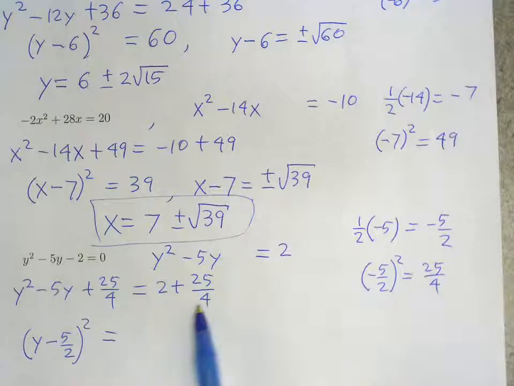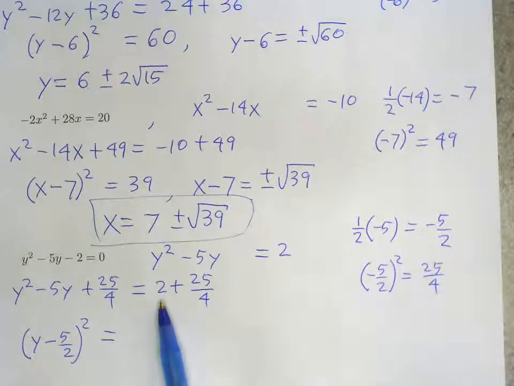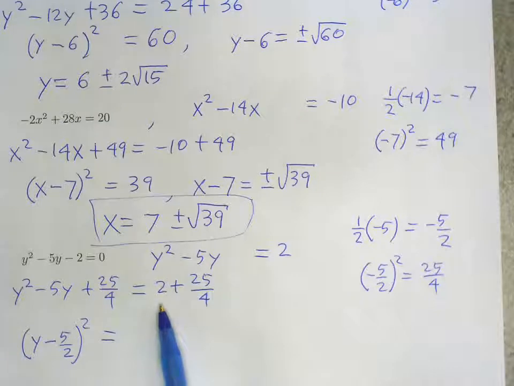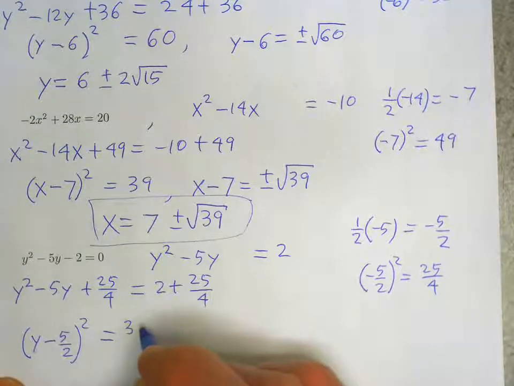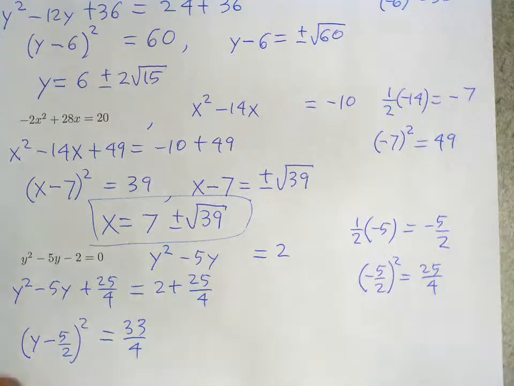Before we can add these, we have to have a common denominator. So 2 is equivalent to 2 over 1. And with a common denominator of 4, we replace 2 with 8 over 4. And 8 over 4 plus 25 over 4 is 33 over 4. And now we apply the square root method.